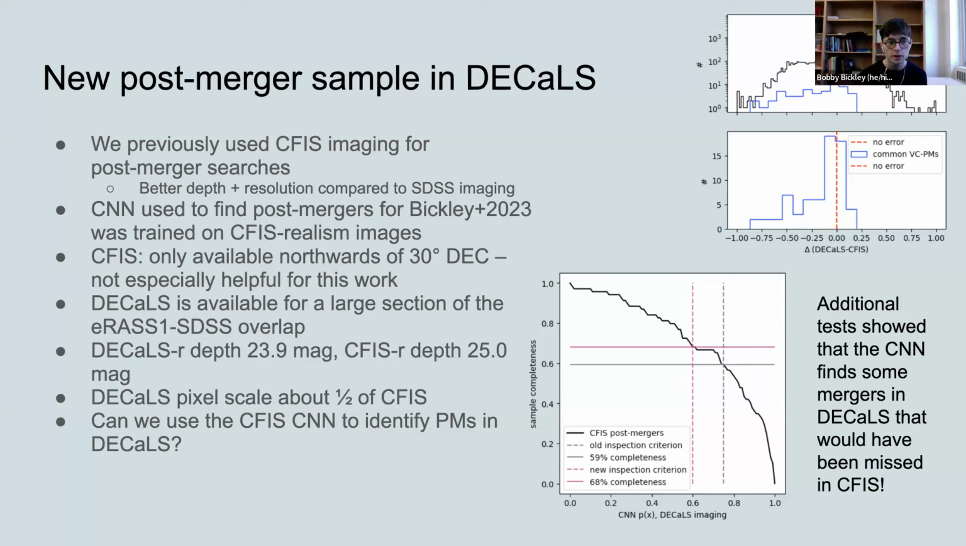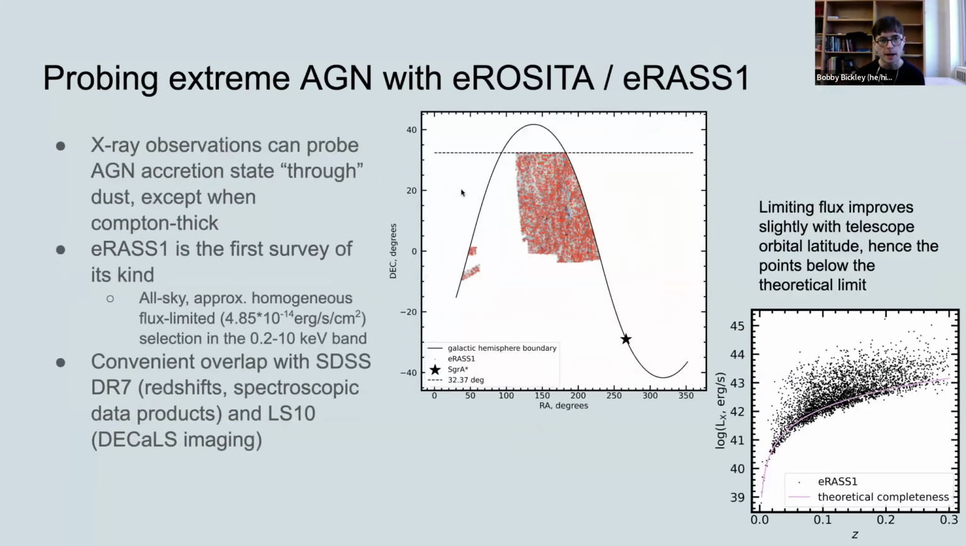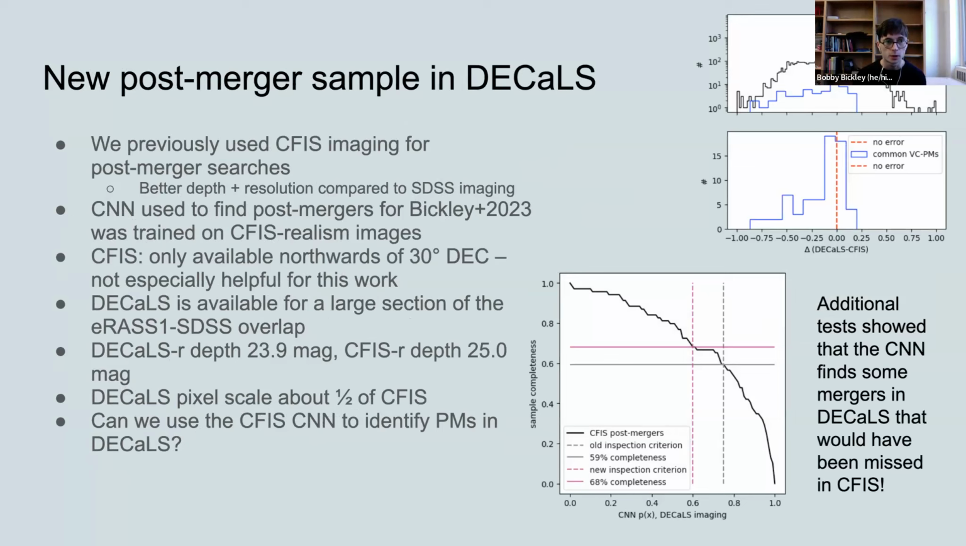imaging survey. But for this study, CFIS isn't ideal for us because it's only available northwards of 30 degrees in declination. And if I go back to my map here, you can see that we would be missing out on a lot of our sources, basically most of this SDSS polygon, if we were to try to use CFIS for this study.